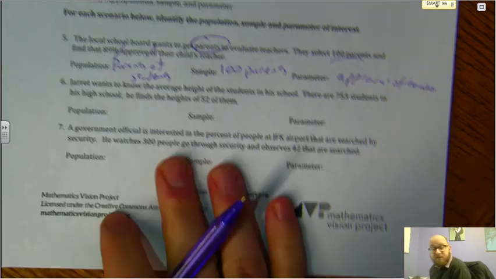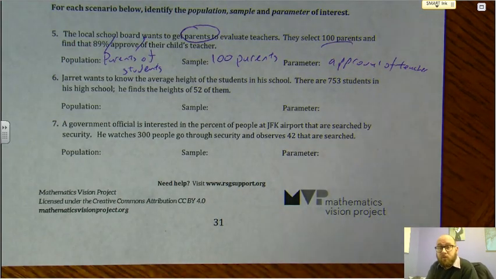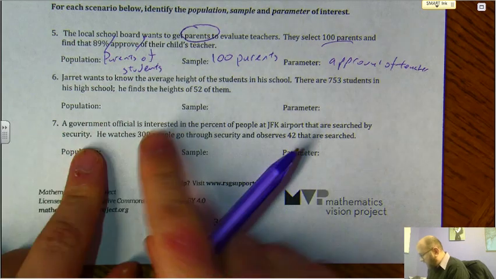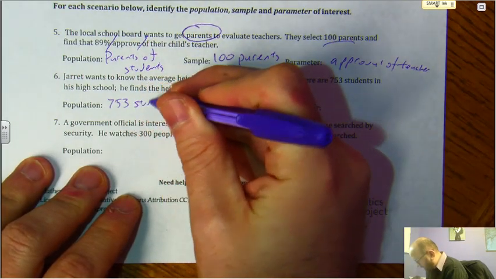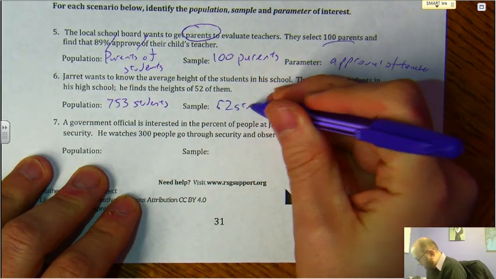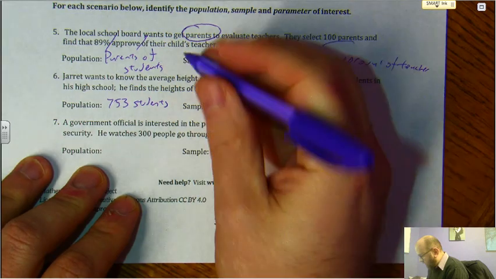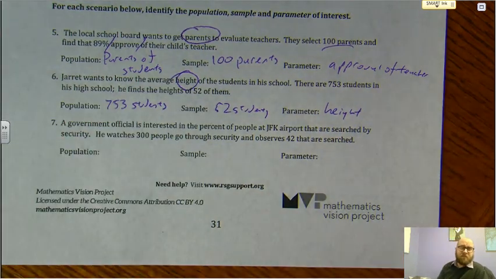Okay, let's go to number 6 here. Janet wants to know the average height of the students in his school. There are 753 students in his school. He finds the height of 52 of them. Population, students, 753 students. Look how specific this is. Sample, 52 students. And parameter of interest, height. Okay, easy peasy from there on out.